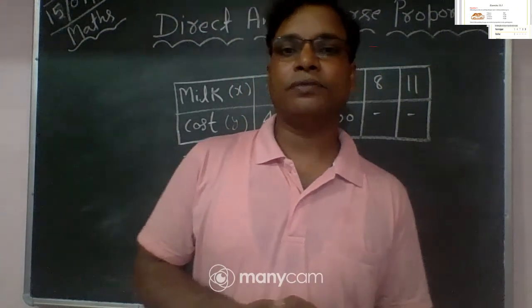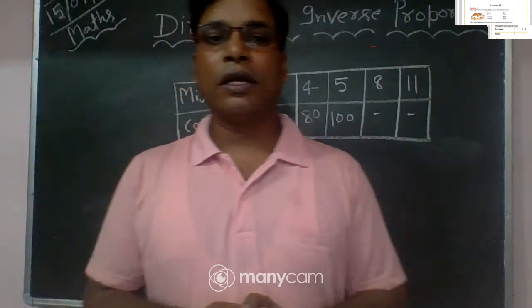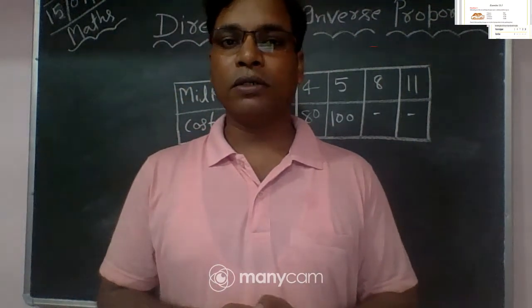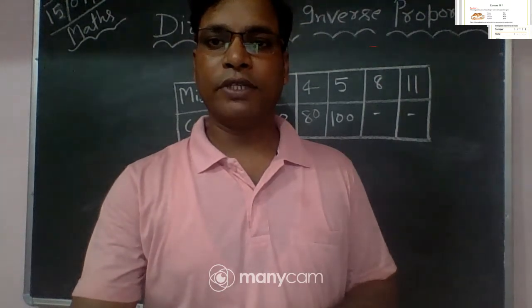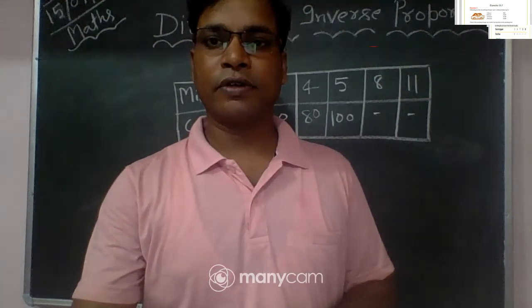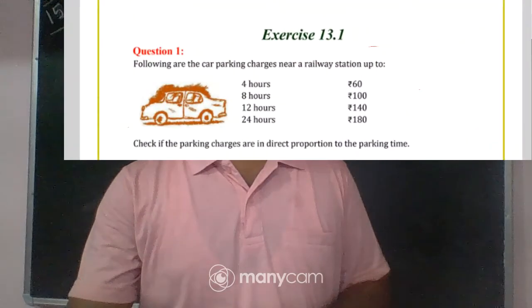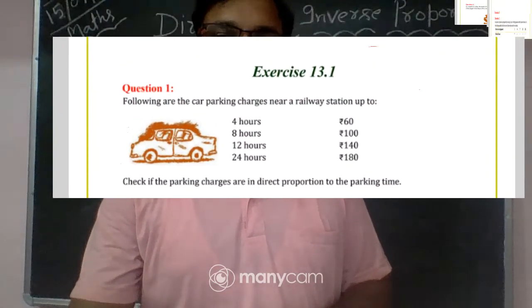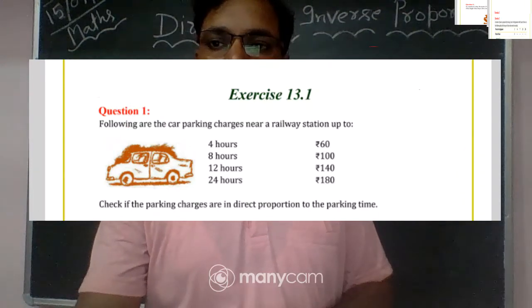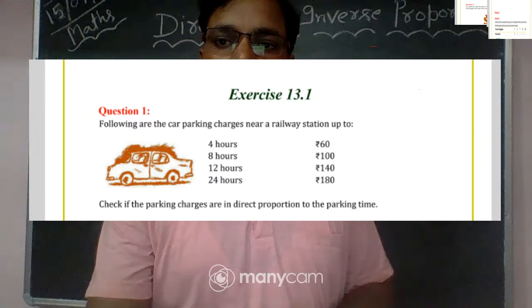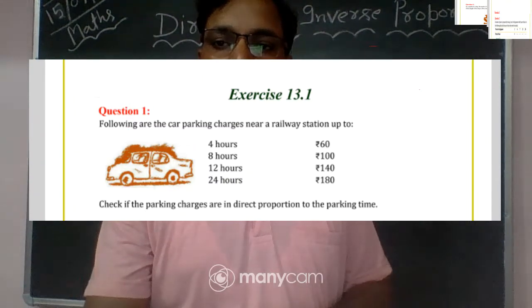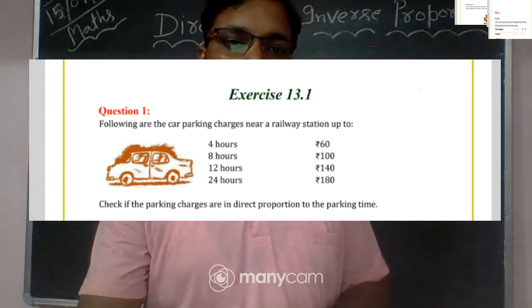This type is called direct proportion. Okay, so now we are going to discuss exercise 13.1, question number 1. So let's see what is the question number 1 of this exercise. Here you can see, this is question number 1.